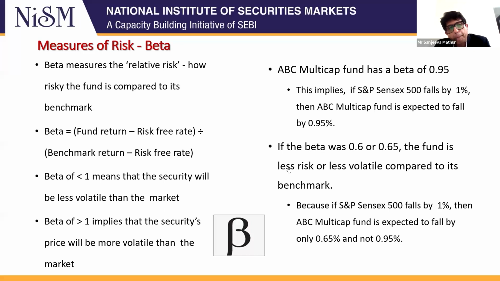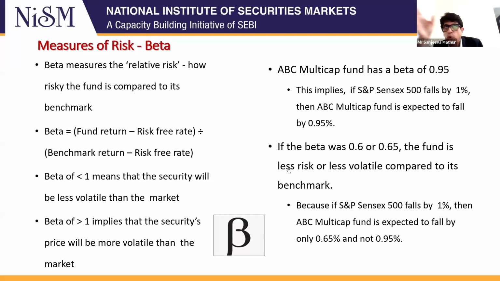Beta of less than 1 means that the security will be less volatile in the market. That means if the market is going up by 10%, I will go up by less than that. I'm less volatile than the market. My beta is less than 1. Above 1 means I'll be more volatile than the benchmark. Put mathematically, suppose the ABC multi-cap fund has a beta of 0.95. This implies if the S&P Sensex falls by 1%, then ABC multi-cap is expected to fall by 0.95% because it is less volatile. Similarly, if the beta was 0.6 or 0.65, the fund is less or more volatile compared to its benchmark. It depends.